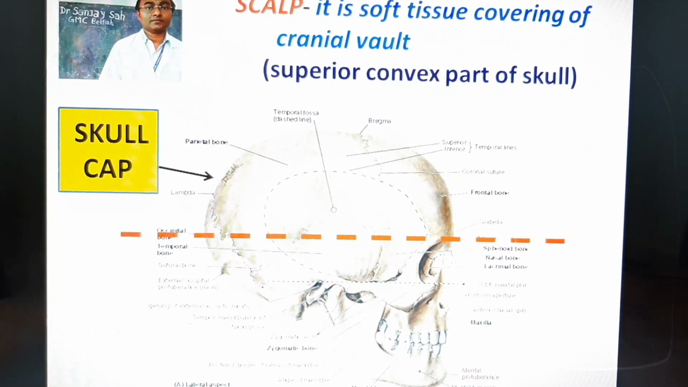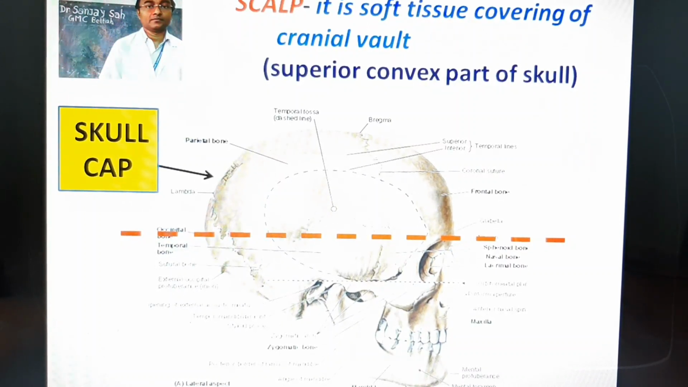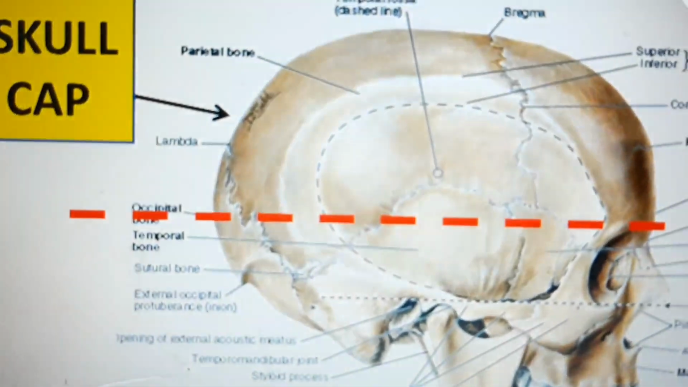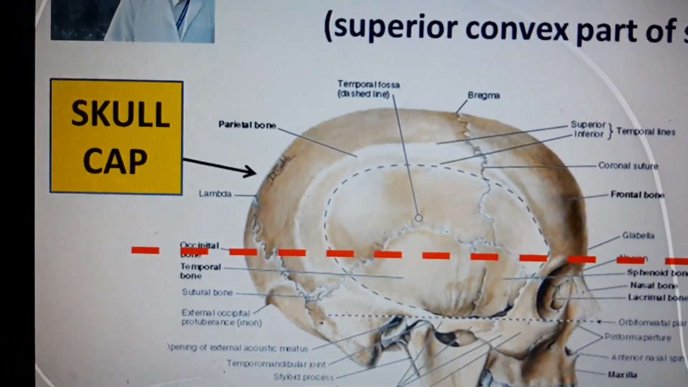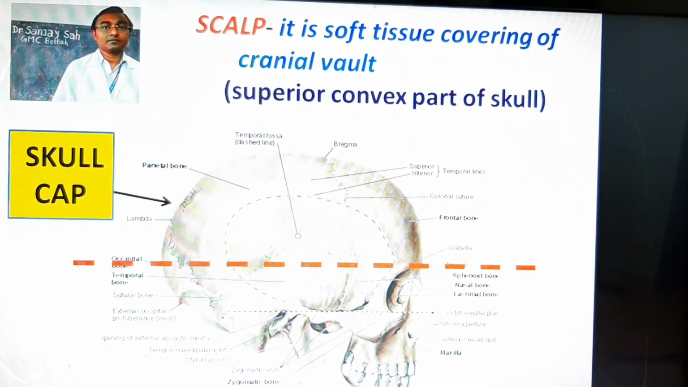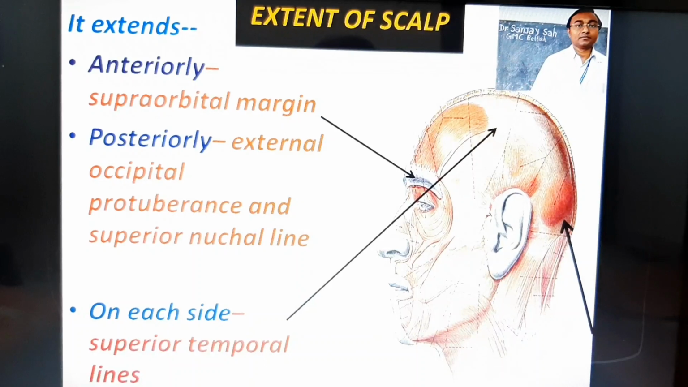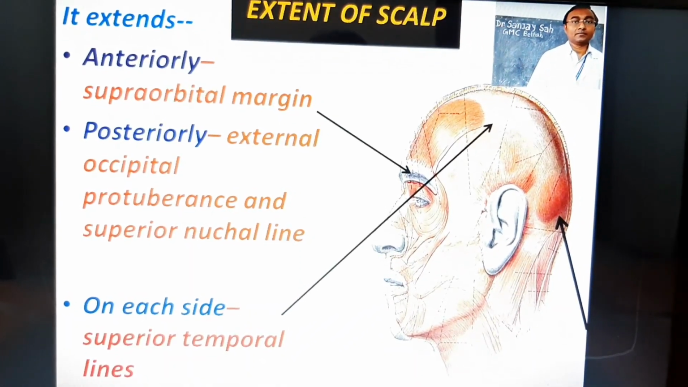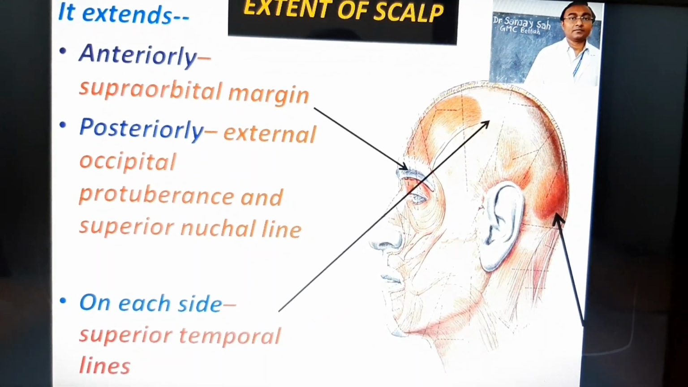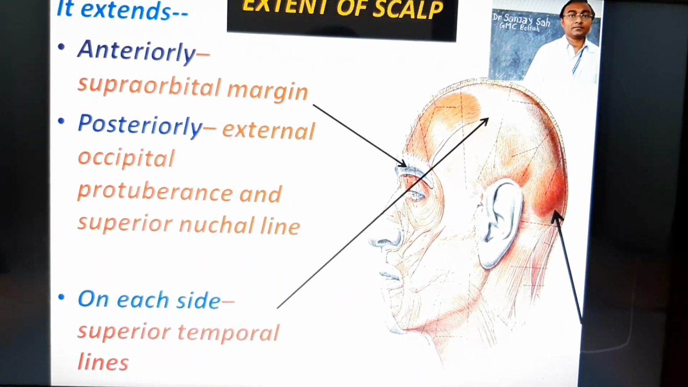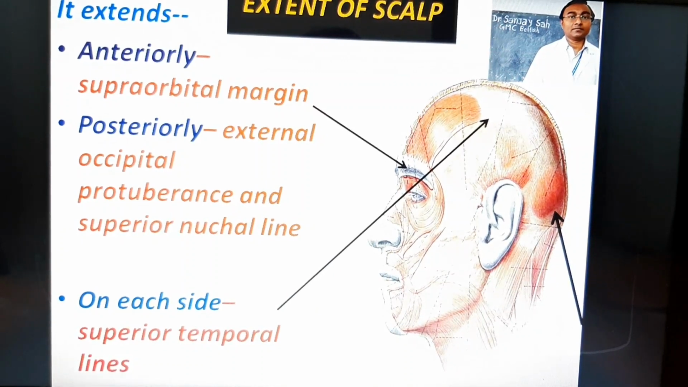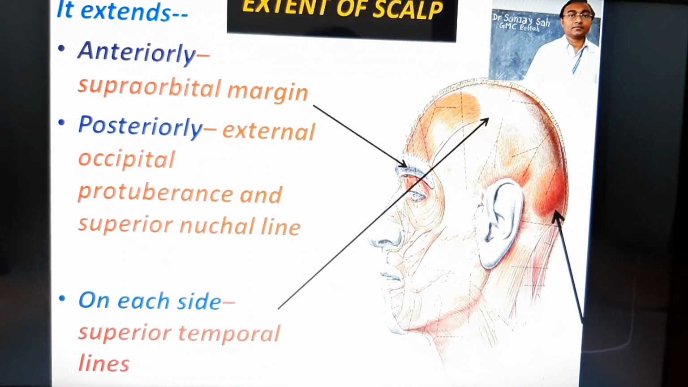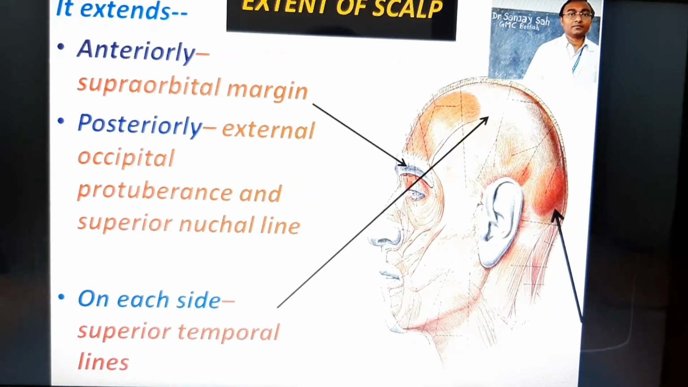You can see in the diagram the part of the skull above the red dotted line is the skull cap. Now the next point is the extent of the scalp. It extends anteriorly up to the supraorbital margin and posteriorly up to the external occipital protuberance and superior nuchal line. On each side it extends up to the superior temporal line.